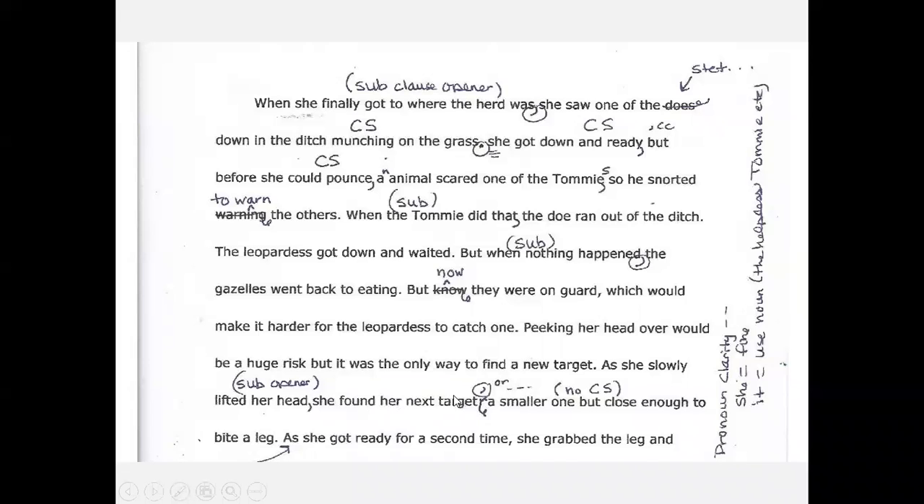Okay, so she found her next target, pause, an appositive, a smaller one but close enough to bite a leg, or found her next target, dash, a smaller one but close enough to bite a leg. And that would depend on whether we'd recently had a dash lesson, whether she knows how to use dashes for emphasis, and so forth. All right, let me see what this says here.